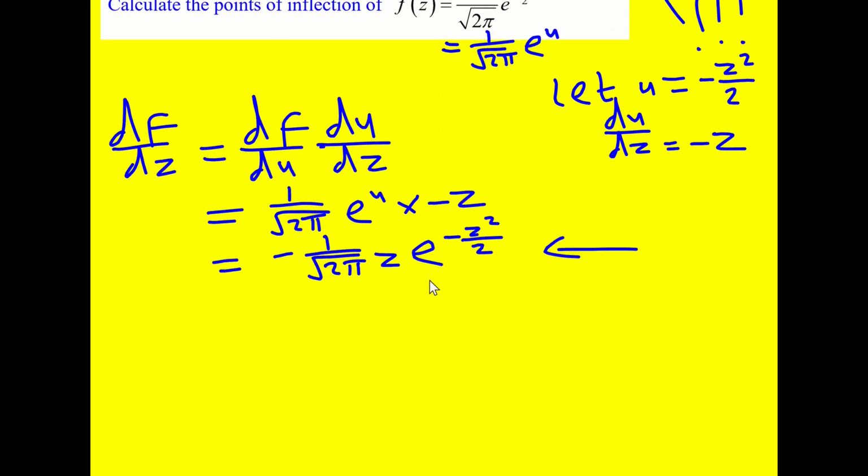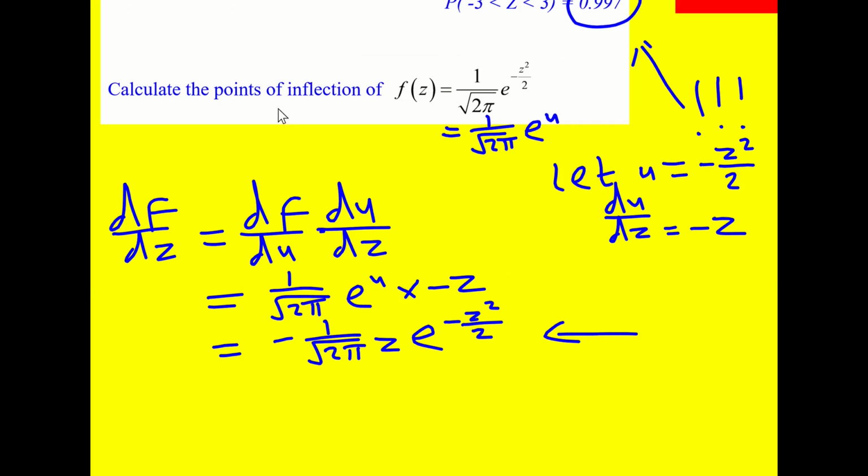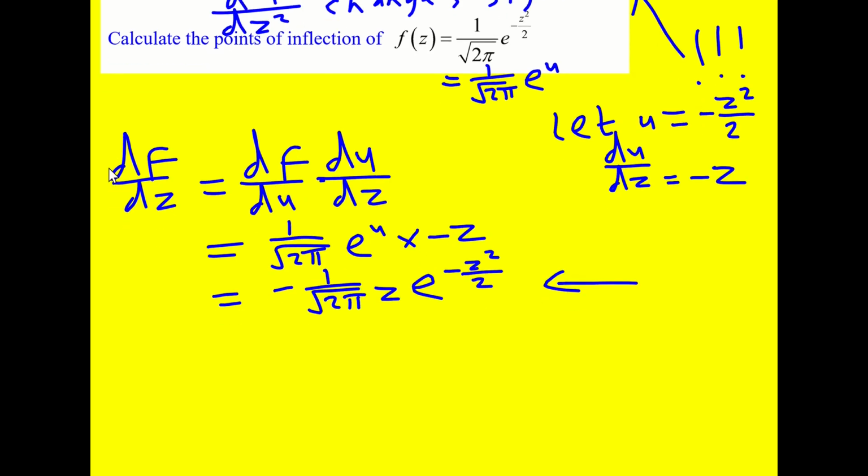By the way, do you remember how to find the points of inflection? It's when the second derivative changes sign. So it's when d2f by dz squared changes from positive to negative or negative to positive. Maybe you're wondering why I was finding the first derivative, but we've got a bit more to do. We need to find the second derivative, d2f by dz squared. Right, now I'm going to need to use the product rule.